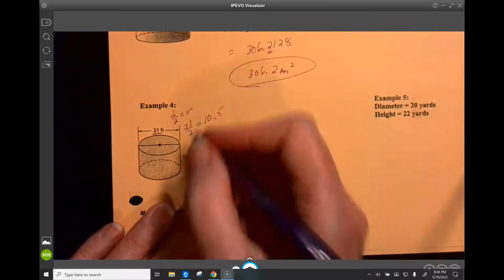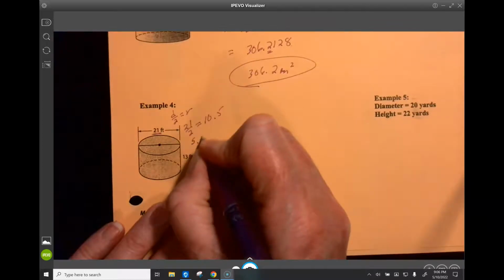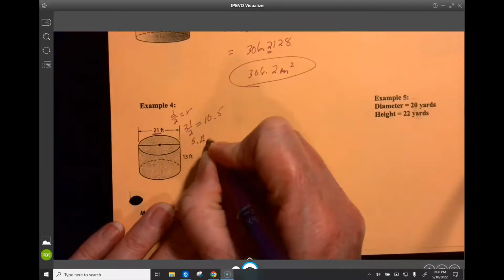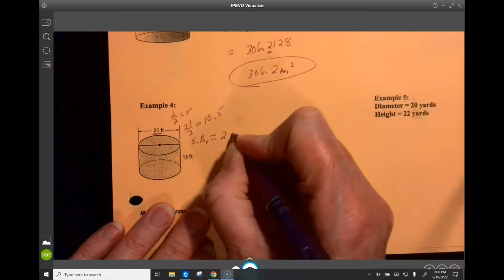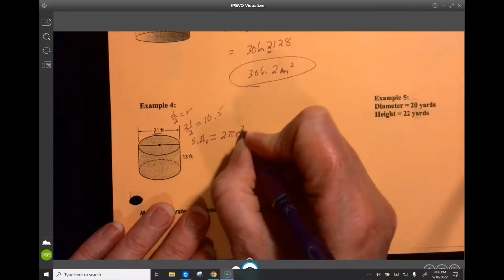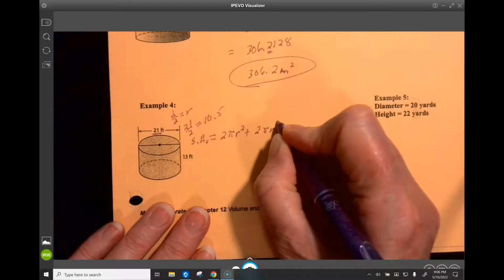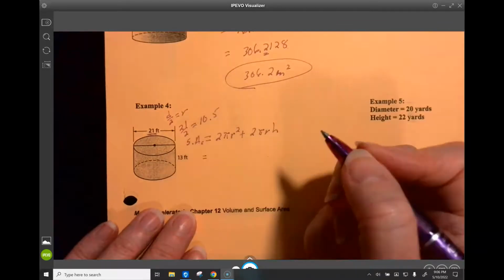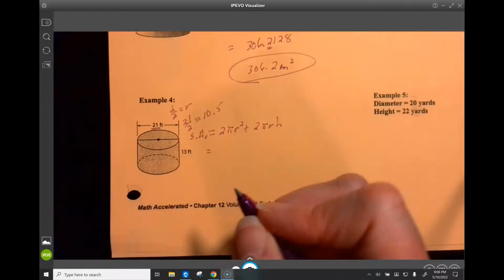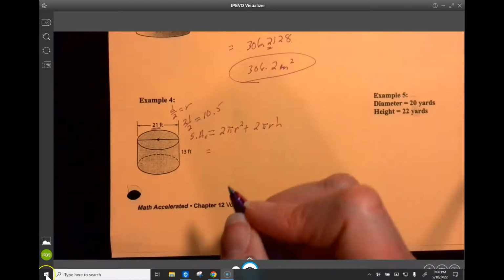10.5 is our radius. So again, let's write out our formula. Surface area. I'm going to have 2 circles, so 2 times pi r squared, plus the circumference, 2 pi r, times the height. So let's plug that in, find out an answer, and then double check it.